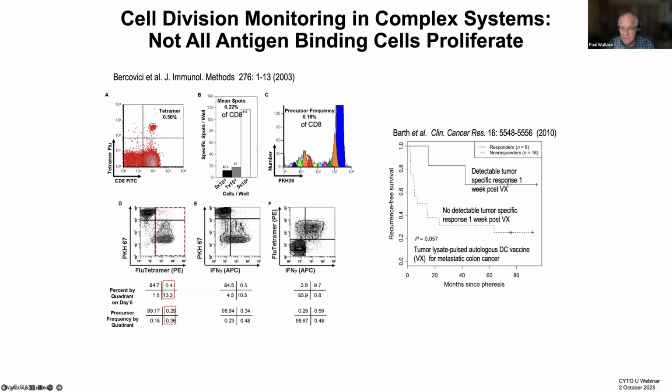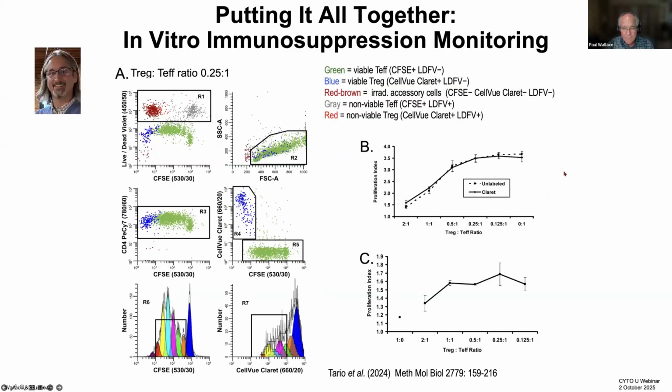Six individuals showing detectable increase in tumor-specific T cell proliferation responses at 1 week post-vaccination showed substantially improved recurrence-free survival at 5 years compared with those with no increase at 1 week.